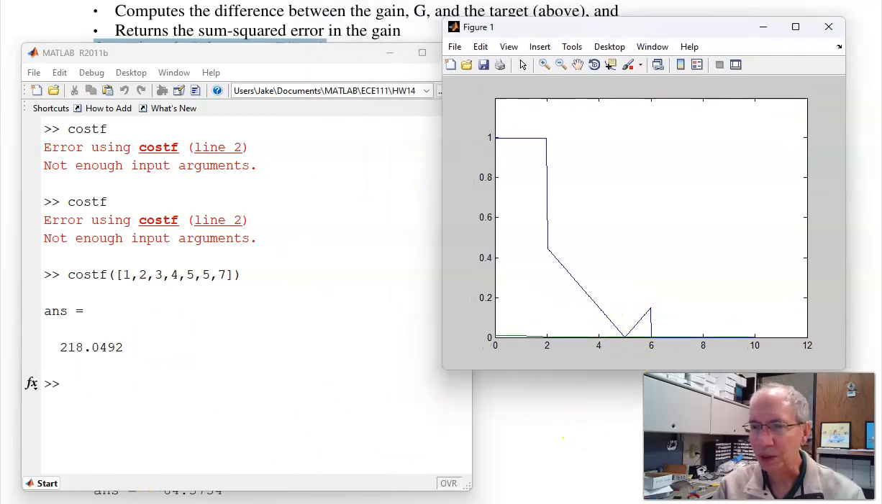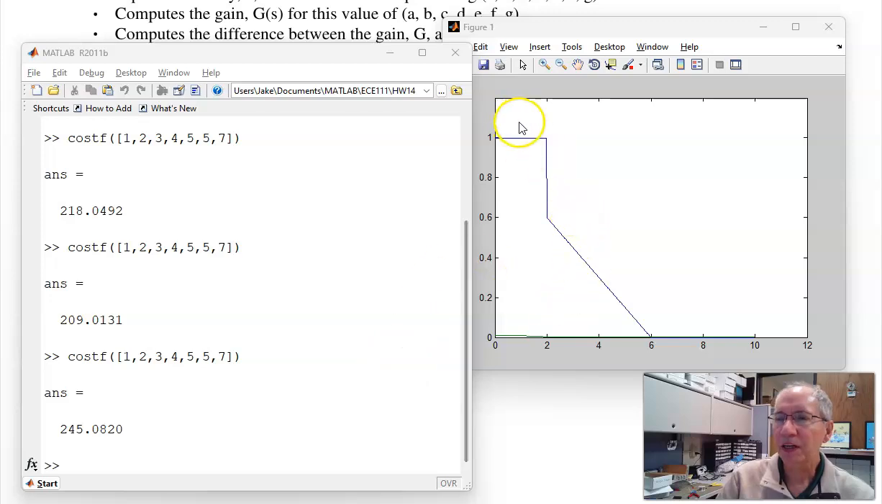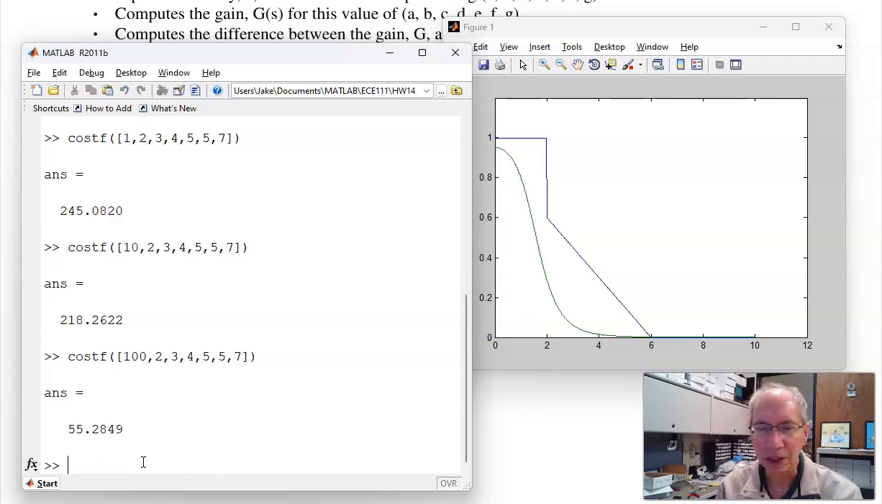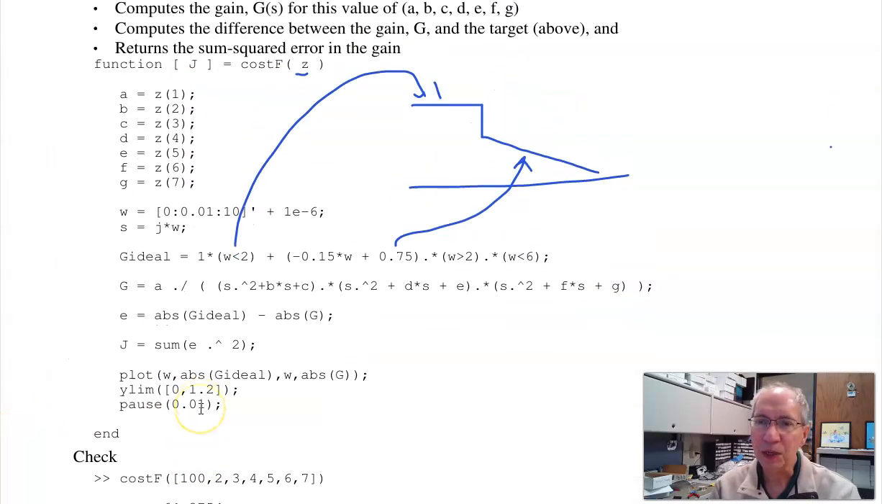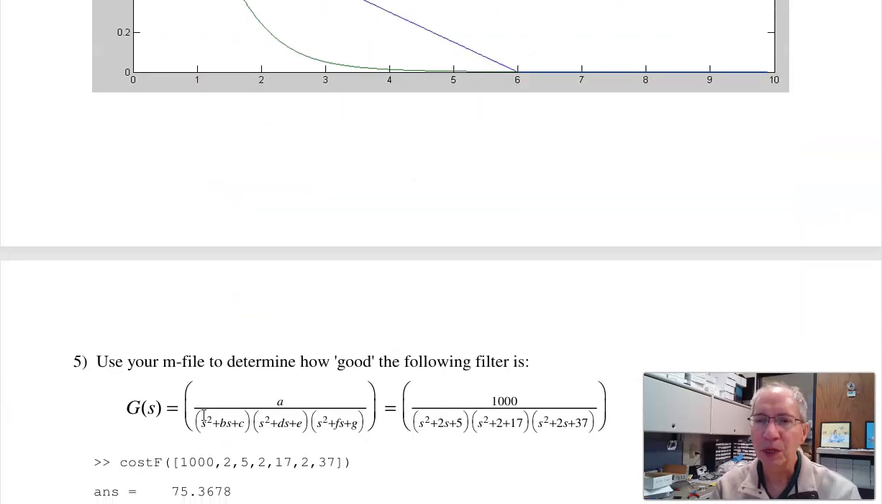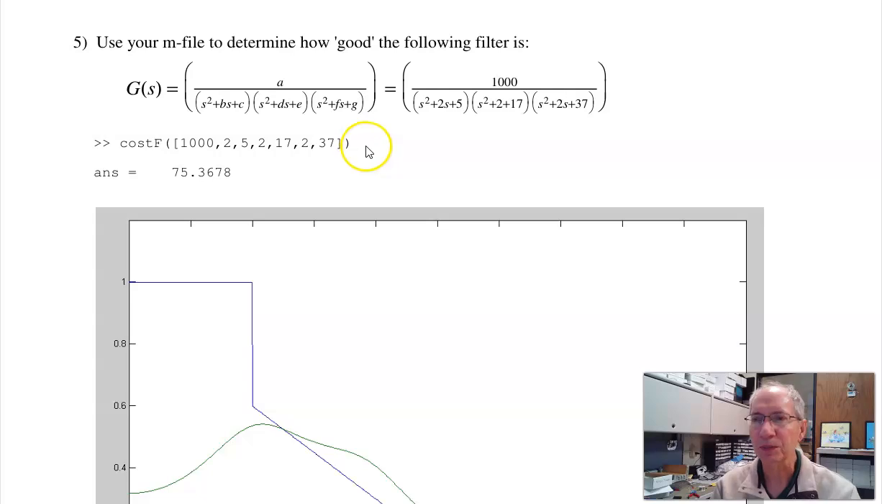And it didn't quite work. Got a slight error in it. Okay, fix the error. And this is my desired response in blue, actual response in green, and here's the sum squared difference. So it says that's not a very good filter. Can I do better? So let's increase A, better. Increase A some more, better. So it's guess, guess again, guess again. That is problem number 4. Come up with a function. Problem 5 says, how good is this filter?